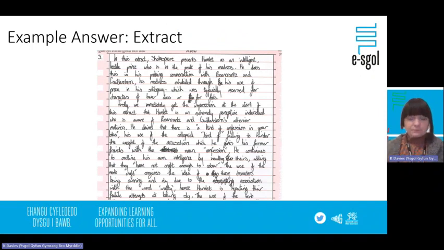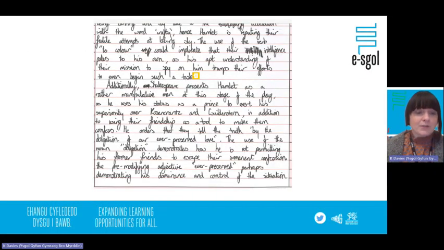So what you've got then is an example answer, a way of how to approach it. In this extract, Shakespeare presents Hamlet as an intelligent, hostile prince who is at the peak of his madness. He does this in his probing conversation with Rosencrantz and Guildenstern. His madness is exhibited through his use of prose in his soliloquy. Okay, so you get a sense that it's straight to the point, and it's already attempting to answer the question. It continues a little bit later on.